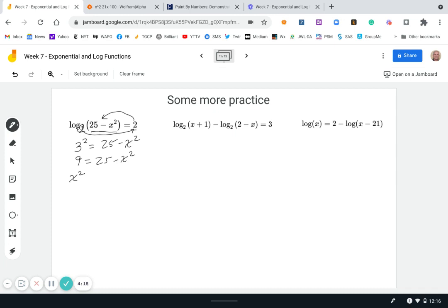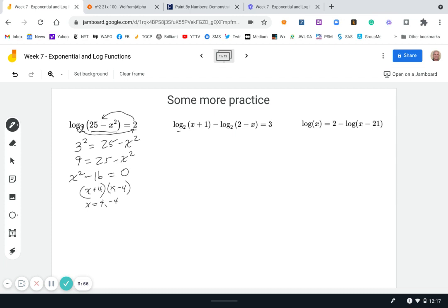25 minus 9 is 16. So x squared minus 16 equals 0. Right? So we know it factors as x plus 4, x minus 4. So our x values, our roots of this quadratic equation, are 4 and negative 4.